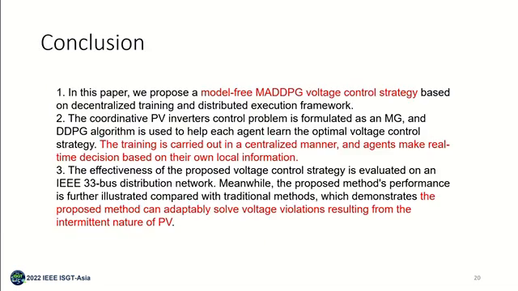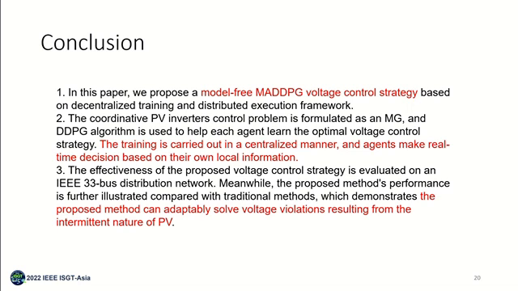In this paper, we proposed a model-free MADDPG voltage control strategy based on a centralized training and decentralized execution framework. The coordinated PV inverter control problem is formulated as a Markov game, and the DDPG algorithm is used to help each agent learn the optimal voltage control strategy. The training is carried out in a centralized manner, and agents make real-time decisions based on their local measurements.